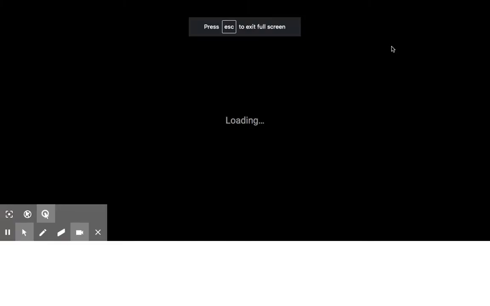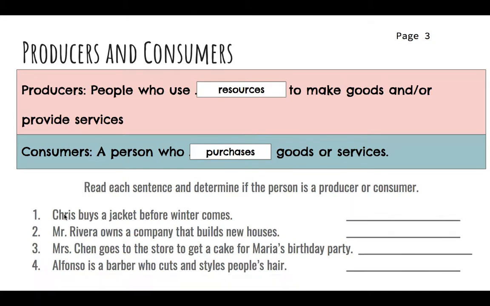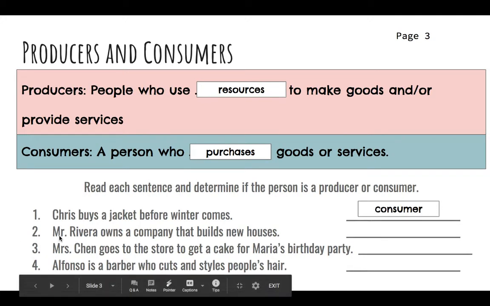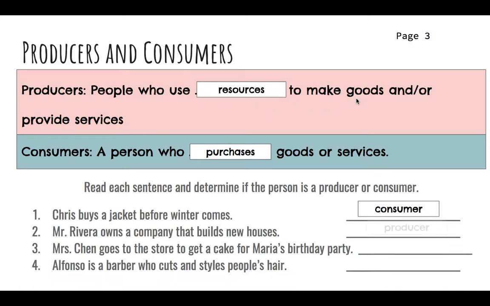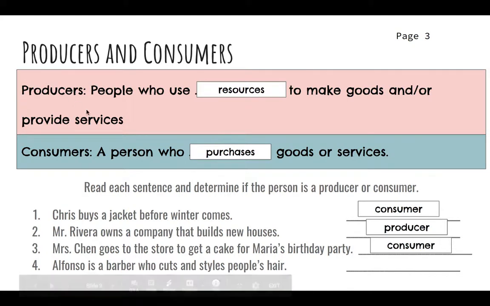All right, so we're at the bottom of page 3, and we are going to find out if Chris is a producer or consumer. He buys a jacket before winter comes. So if he buys it, he purchases a good or a service, which makes him a consumer. Mr. Rivera owns a company that builds new houses. So since he uses resources like trees and lumber to make goods, or houses, he's a producer. Mrs. Chen goes to the store to get a cake for Maria's birthday party. If she has to buy the cake, she's a consumer. Alfonso is a barber who cuts and styles people's hair. So he provides a service, which makes him a producer.